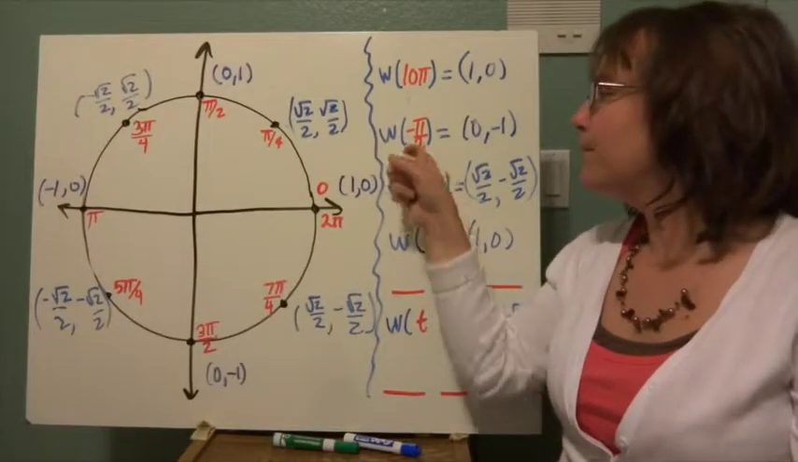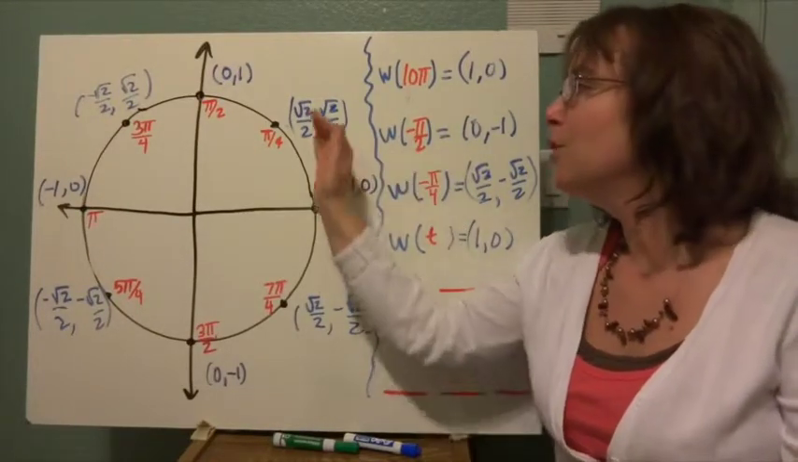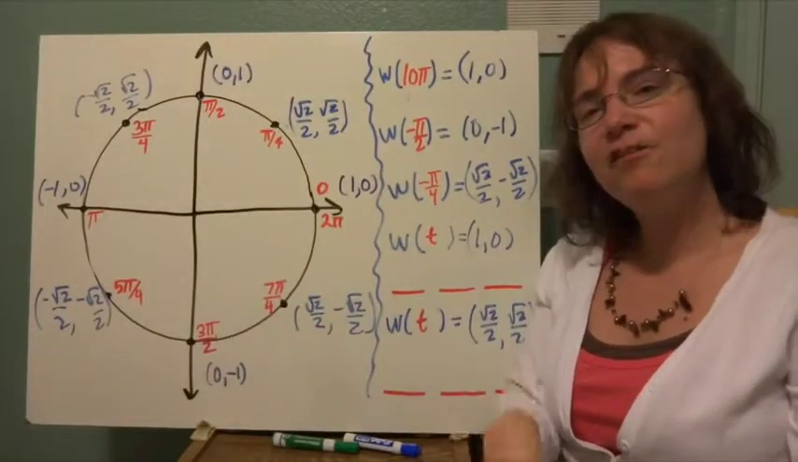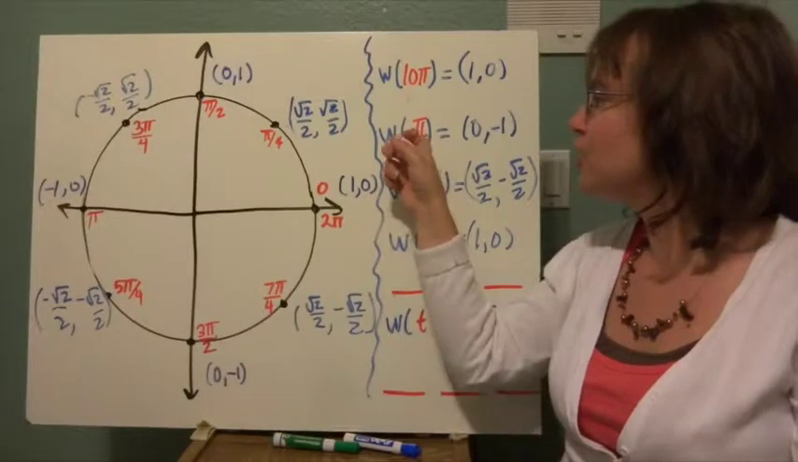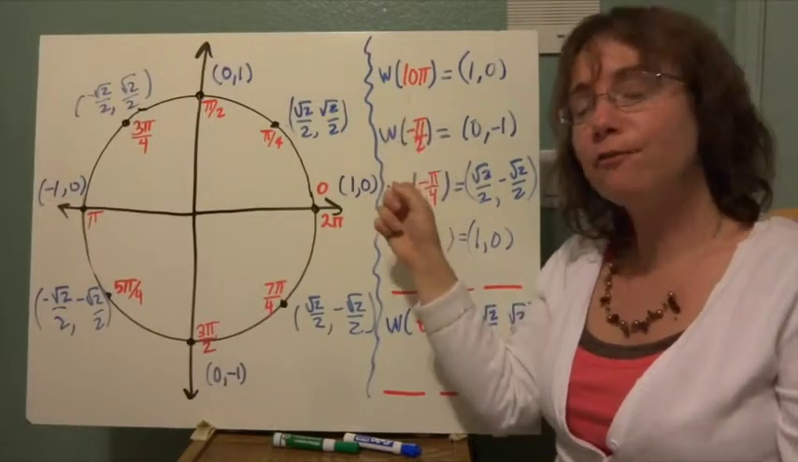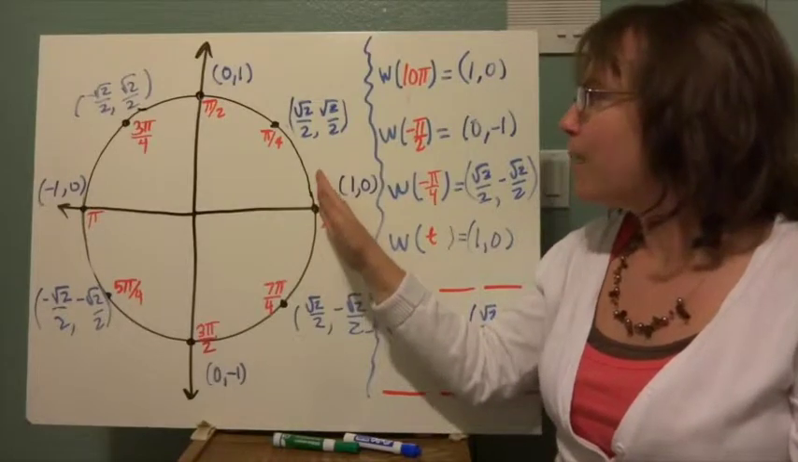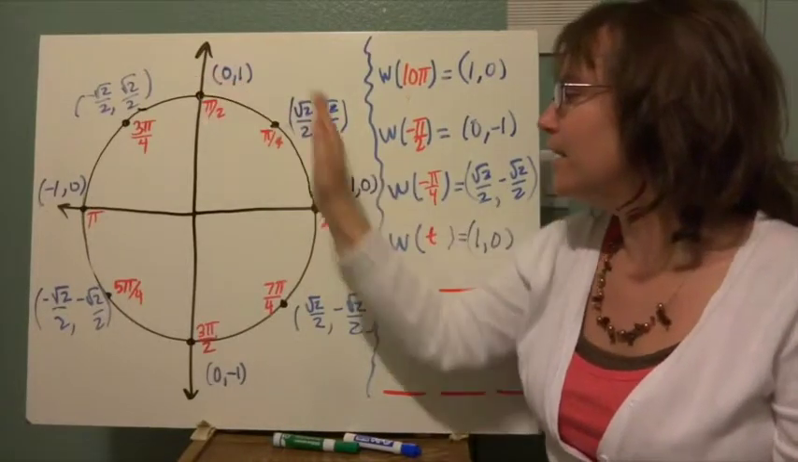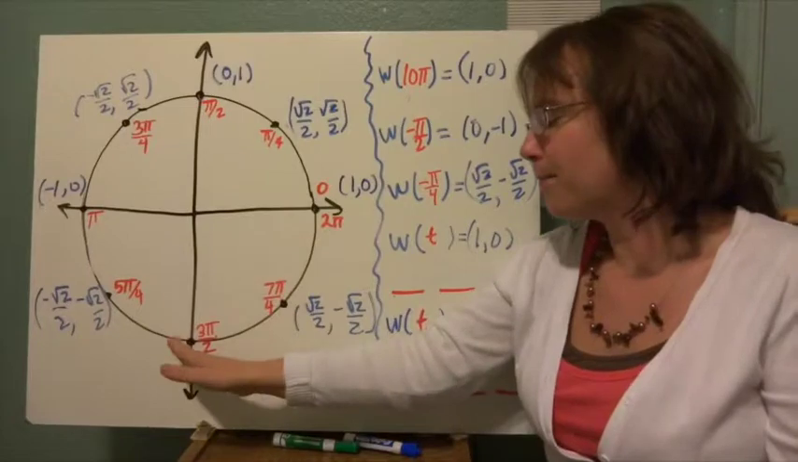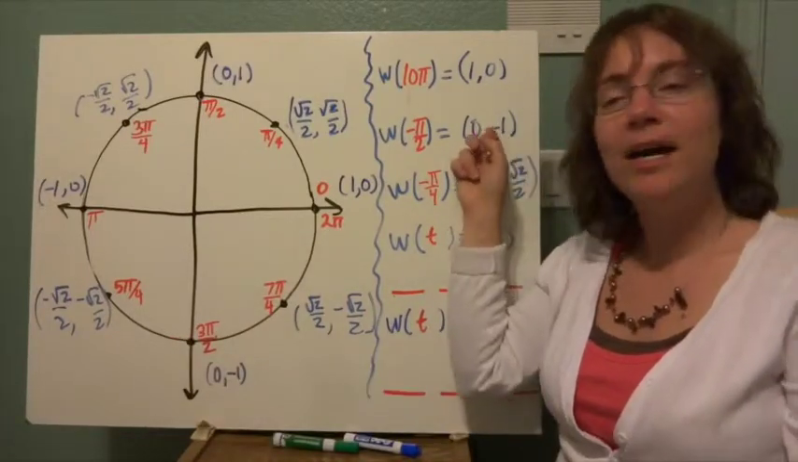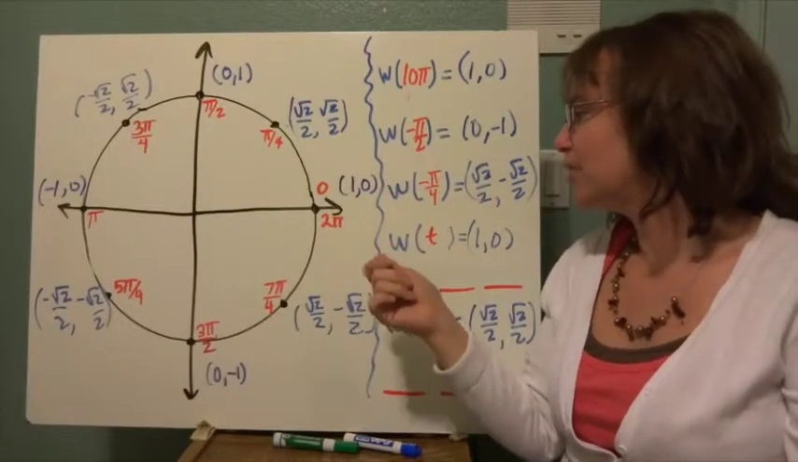So if we input negative pi over 2, notice we've been going in this counterclockwise way. This negative pi over 2 changes the direction. I want to go a total of pi over 2, but I want to go in the opposite direction. So when I go pi over 2, normally I go to here, but I want to go negative, so I'm coming back over to here. So that would get me to 0 comma negative 1. That negative sign just switches the direction.